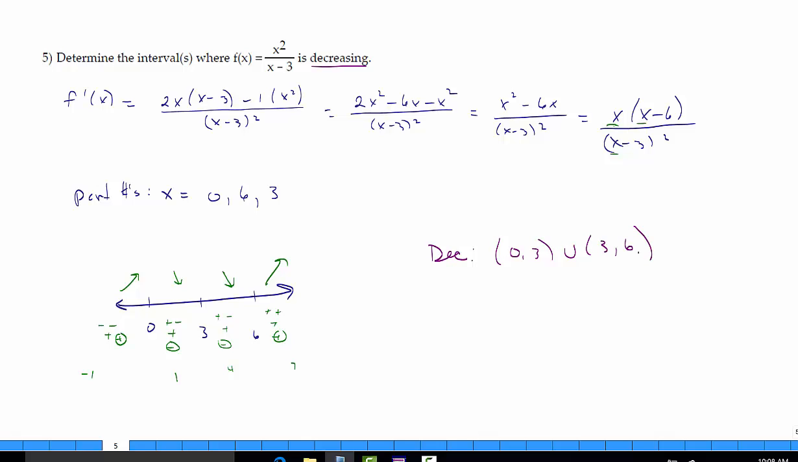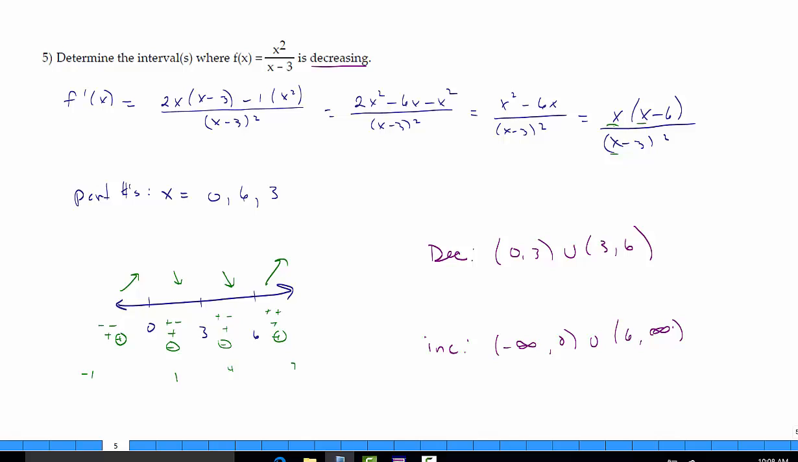And then if I had asked you on which intervals is it increasing, it's increasing from negative infinity to 0, and then again from 6 to infinity. And then on the test, usually I'll ask you both. Tell me where it's increasing, tell me where it's decreasing, all of that in one question. Okay.